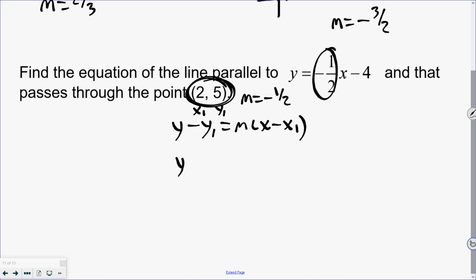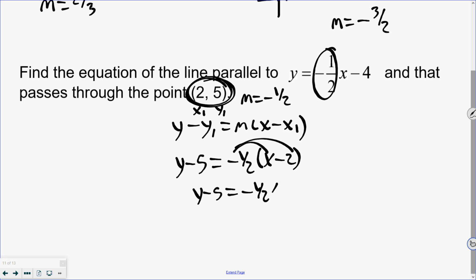Plug in your information. y minus my y coordinate, which is 5, equals the slope times x minus my x coordinate. Okay, that's my equation. I'm just going to put it in the right form. So times through there. So I have y minus 5 equals negative 1/2 x plus 1. Right, negative 1/2 times a negative 2 comes out to be a positive 1. Add the 5 over. So the equation comes out to be y equals negative 1/2 x plus 6.